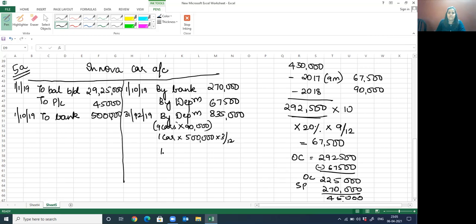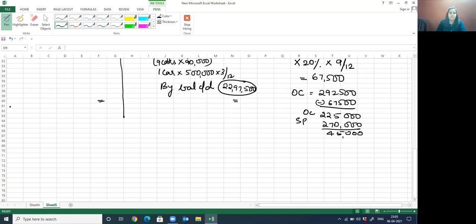Then you have by balance carried down, so we are balancing figure 2,27,500. Okay, so we have to provide for one more year. So on 1st Jan, to balance brought down 22,97,500. On 31st December, we will provide for depreciation.